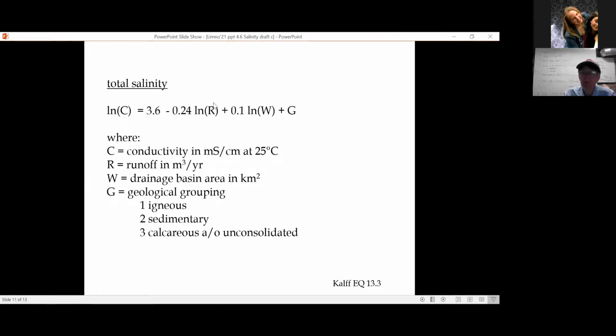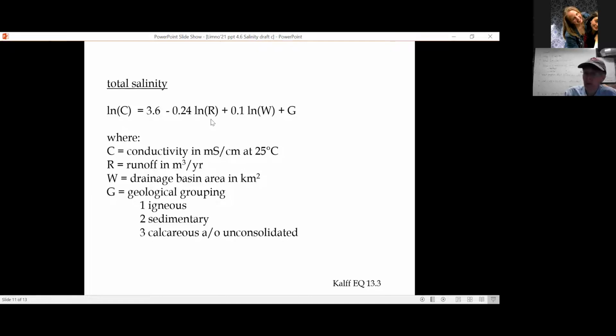The amount of runoff per year, the area of the drainage basin, and the type of rock in the drainage basin, the watershed. Okay, so if you go to a bigger number for the geological grouping here, 1, 2, 3, the bigger number is going to give you more ions going to the lake and a greater total conductivity. If the watershed area is bigger, if W is a bigger number, then the natural logarithm of W is a bigger number, and that's going to increase the conductivity.